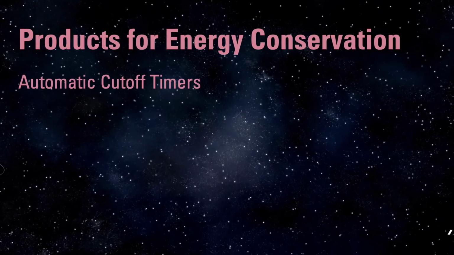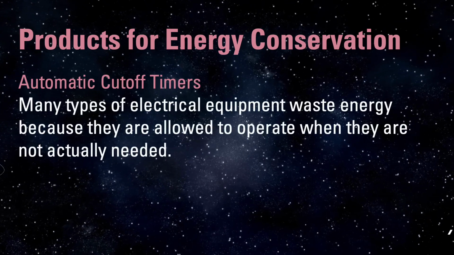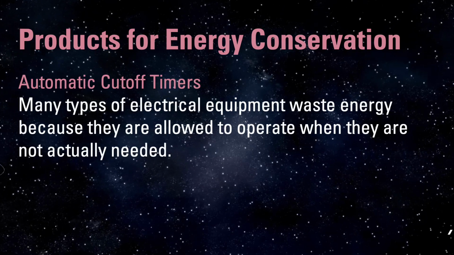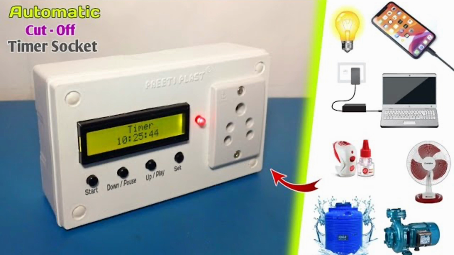Another product for energy conservation is the automatic cut-off timer. Many types of electrical equipment waste energy because they are allowed to operate when they are not actually needed. This is an example of an automatic cut-off timer.